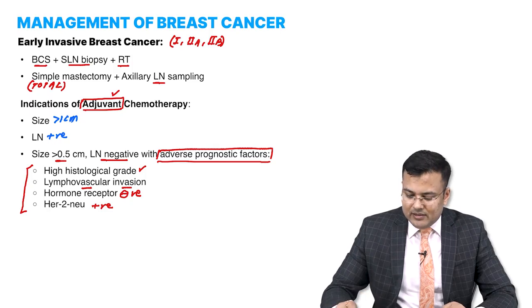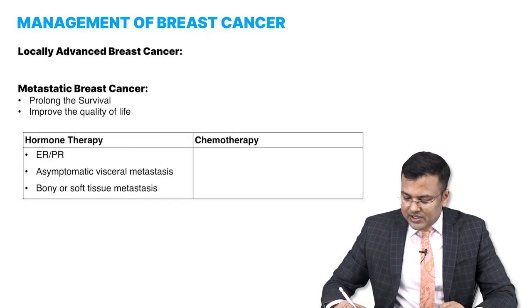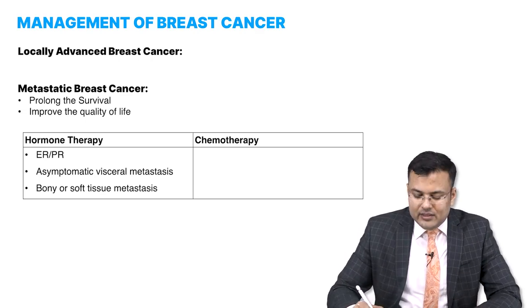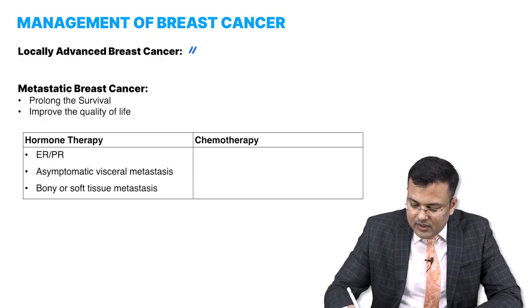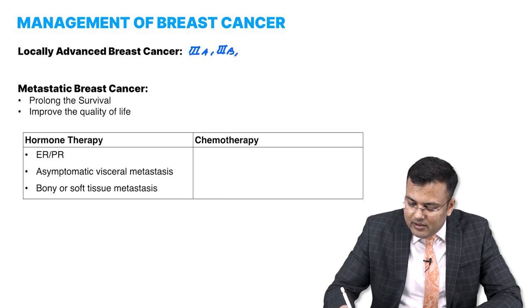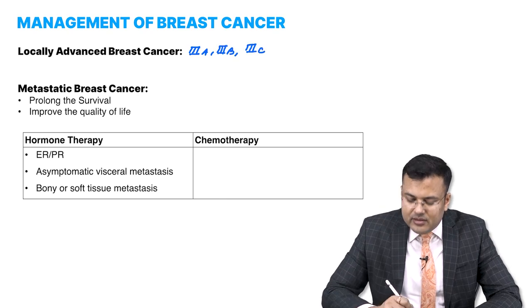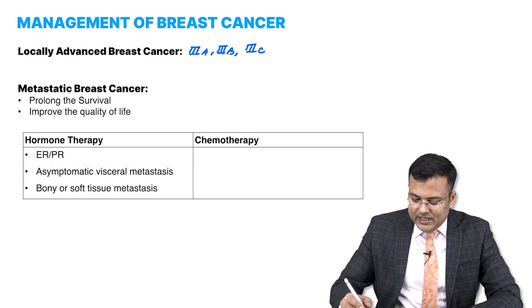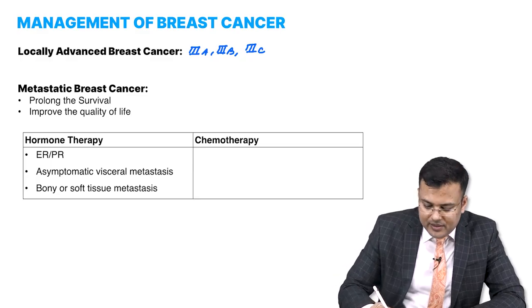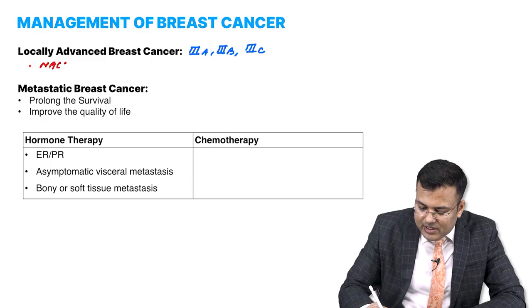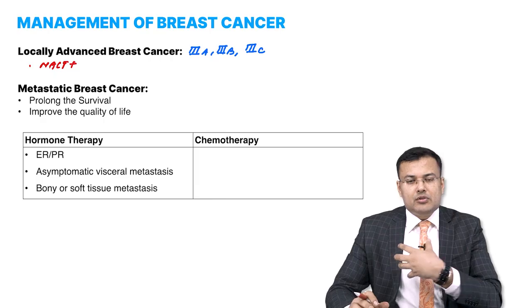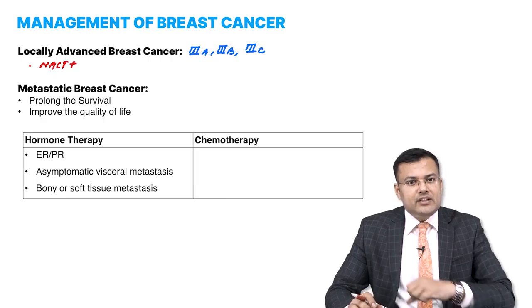Clear? Next. Suppose the patient is having locally advanced breast cancer. Tell me the stage in locally advanced breast cancer. This is known as LABC. Stage is 3A, 3B and 3C. What do we do? We go for neoadjuvant chemotherapy. You tell me why. Neoadjuvant chemotherapy is given to downstage the tumor.